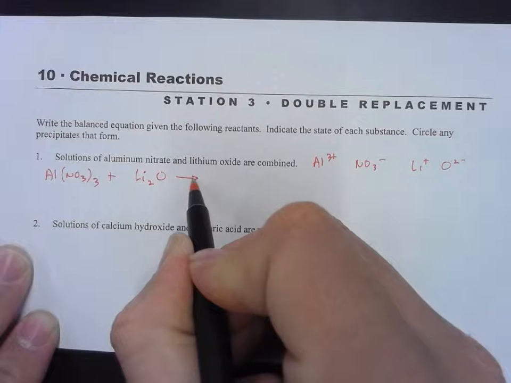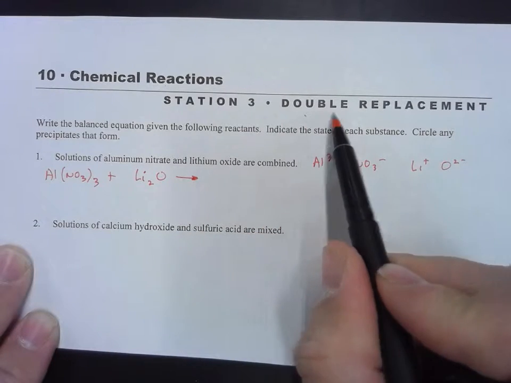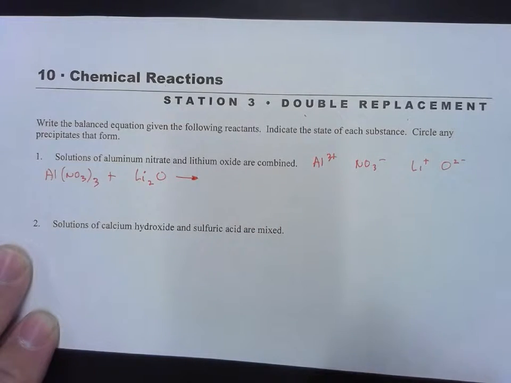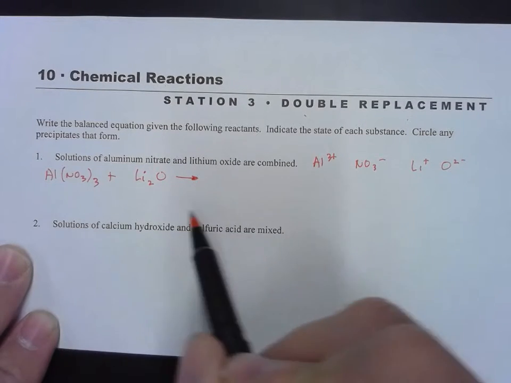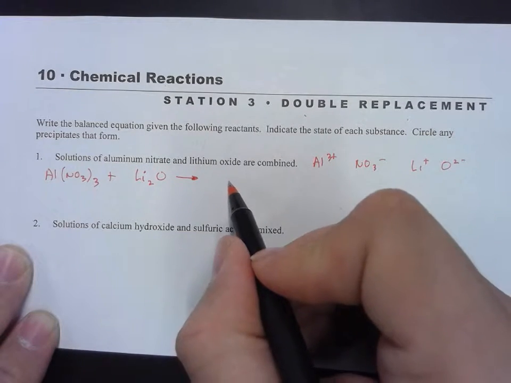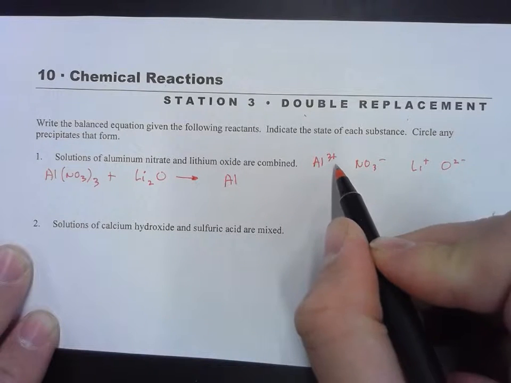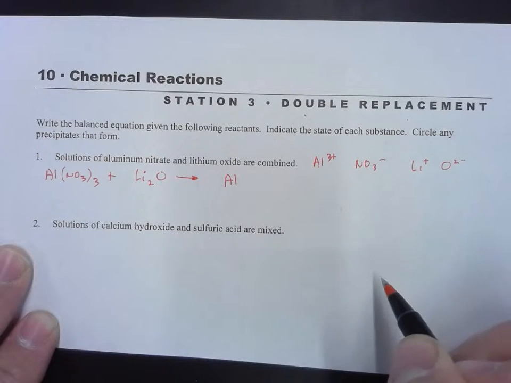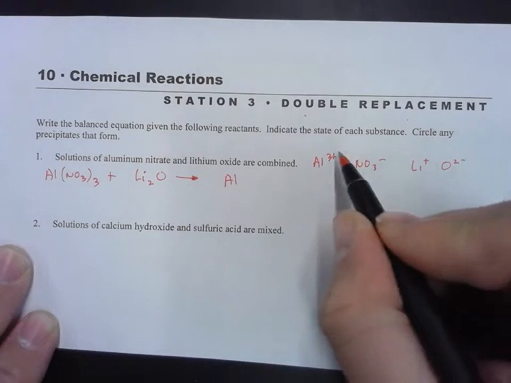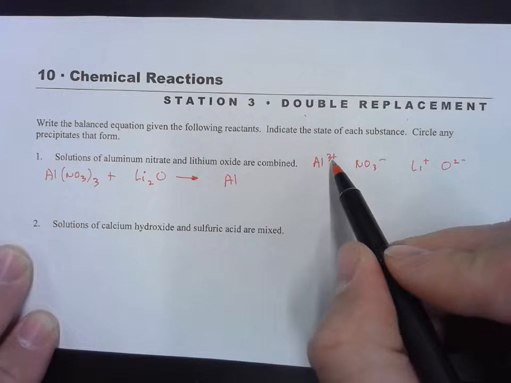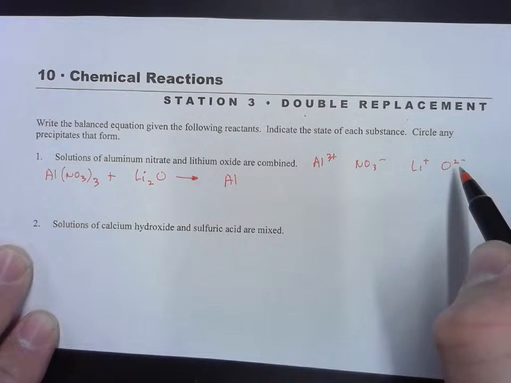Okay, what's going to happen here? Double replacement's what's going to happen. It tells you right there. It's a double replacement. Switch out aluminum and lithium. So now we get aluminum, which is a 3+, and oxide, which is a 2-. So 3+ and 2-, that means 6 is going to be our common denominator. So we're going to need 2 of these and 3 of these.